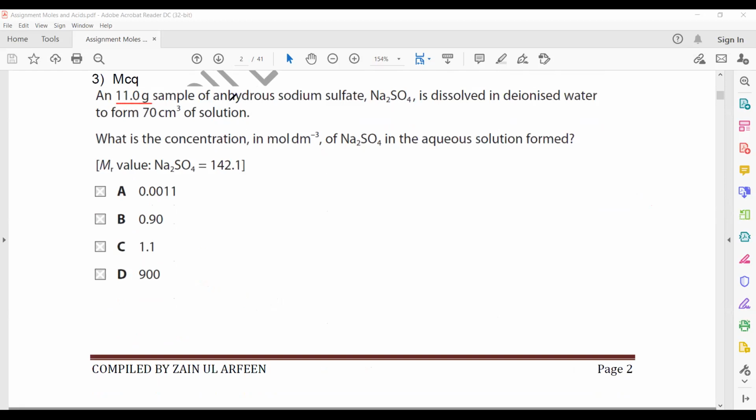In question 3, 11 gram of a sample of anhydrous sodium sulfate dissolve in deionized water to form 70 cm cube solution. What is the concentration in mole per dm cube for aqueous solution which is formed? So the formula which we use to calculate the concentration is moles divided by volume. But we don't have the moles, we have the mass. So concentration equals moles divided by volume. What about moles? Moles equal mass in gram, which is 11, divided by molar mass. The molar mass of sodium sulfate, relative molecular mass is given 142, so this will be 142.1. So 11 divided by 142.1. What's the answer for this?